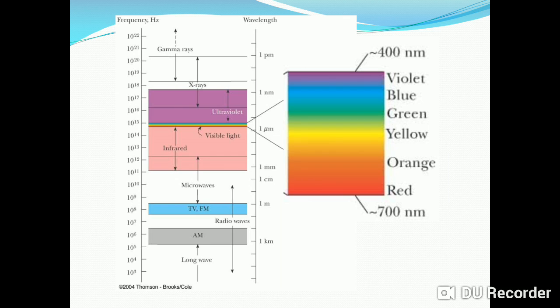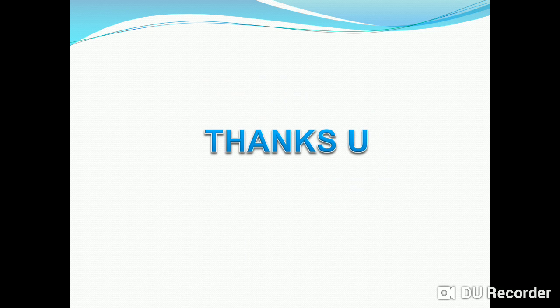So this is the electromagnetic spectrum. See, the visible light region is nearly 400 nanometers to 700 nanometers.